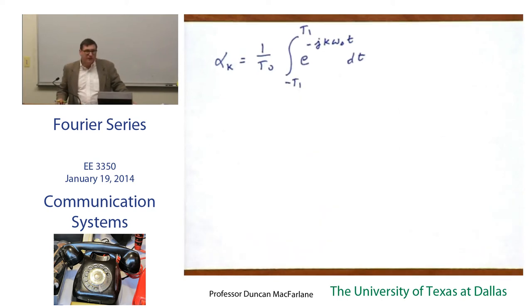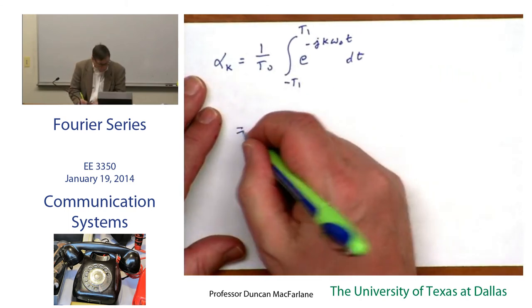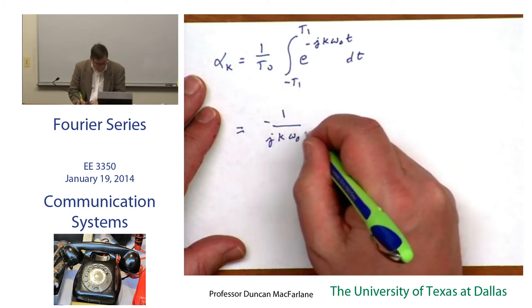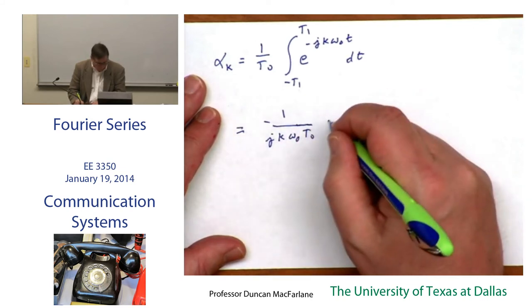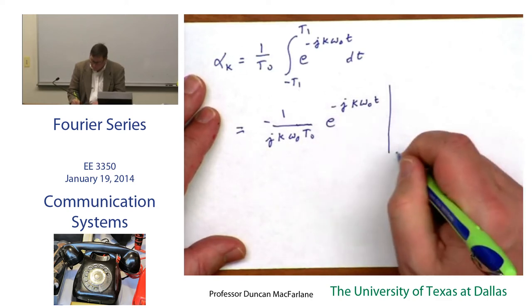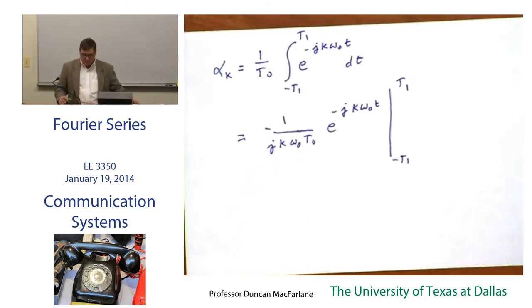Then that actually turns out to be a fairly simple integral to do. It's just the integral of a complex exponential across two times. So do the integral. Evaluate it at the limits of integration.